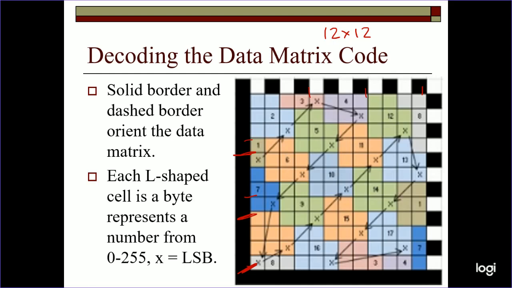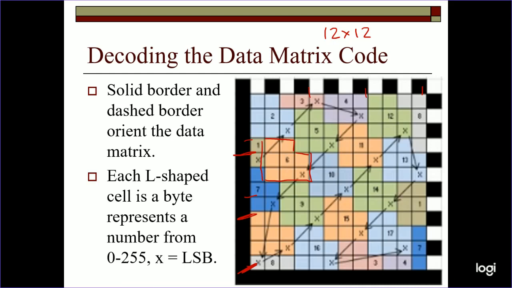So I have essentially 144 boxes that can be either black or white. Those are my only options. Again, the outside border is only for orientation. Only the stuff in the middle matters. When they talk about an L-shaped byte, that L-shaped cell is this right here. So here's an L-shaped cell. This says byte number 6. So byte number 6 is that orange cell right there.